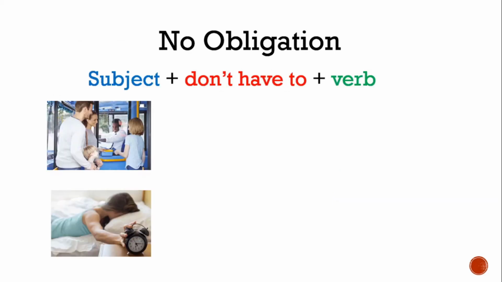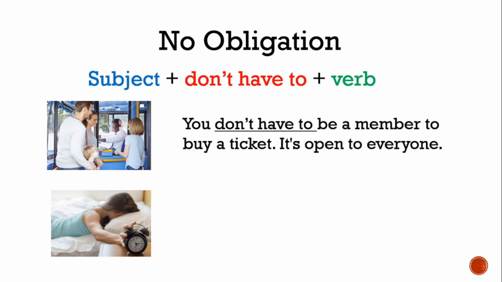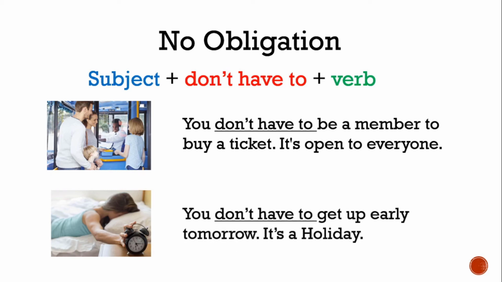How to write a sentence expressing no obligation? You follow subject plus don't have to plus verb. Example: you don't have to be a member to buy a ticket. It's open to everyone. Another: you don't have to get up early tomorrow. It's a holiday.